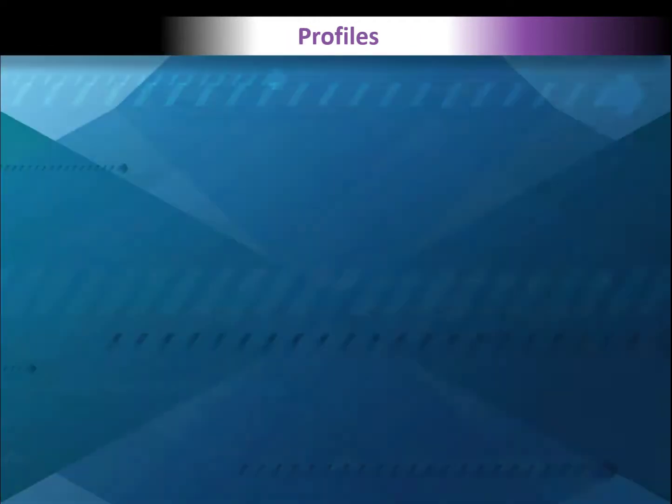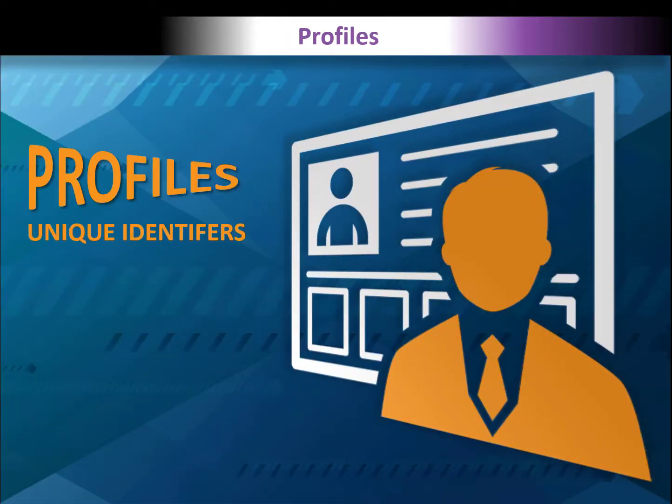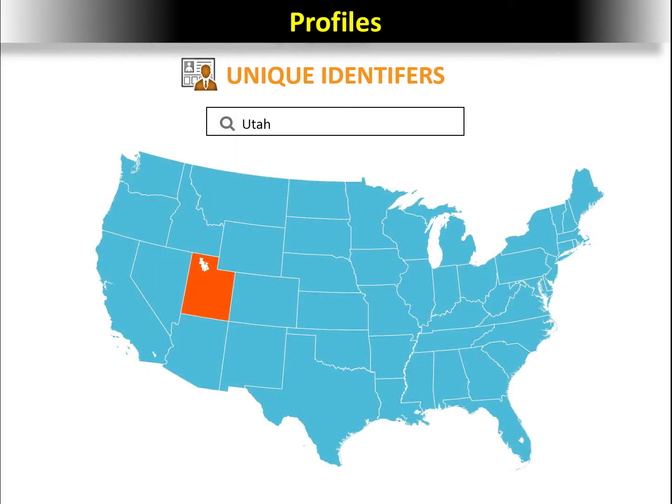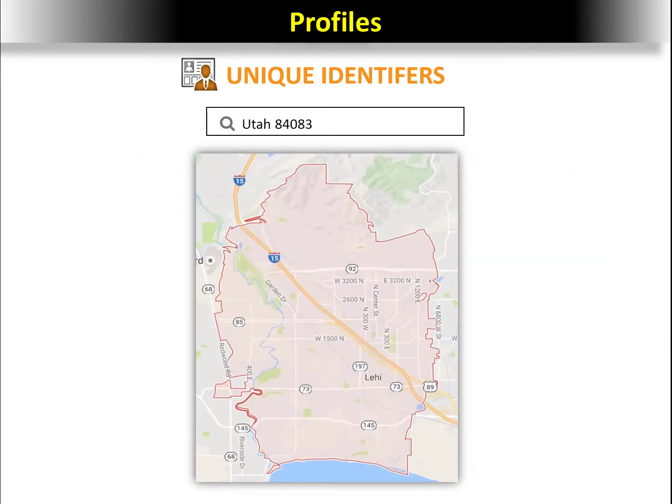So let's review a little bit from our standard user training. Profiles are unique identifiers. It's metadata. So an example of a unique identifier, let's say we're looking at the 50 states in the United States of America, and we want to find just one of them, the state of Utah. So this identifies uniquely the state of Utah within our country. If I want to narrow that search to, let's say, a zip code, I can type in a zip code and narrow that search. It's a unique identifier to that geographical area.